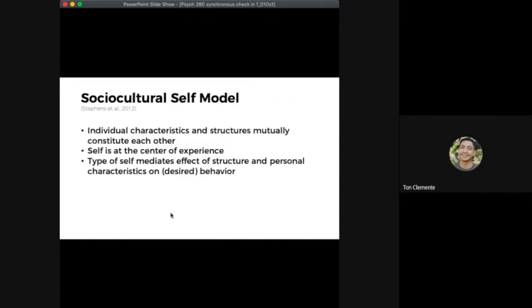So these are the things I just mentioned. Just to reiterate, the idea of bidirectionality is important, meaning you cannot analyze one without the other. That is its implication. Self is the center of experience. So what you look at is how your environment and your personal characteristics shape the kind of self you will have. And later on, because of that, the effect of the environment and your personal characteristics is manifested in your thoughts, feelings, and behaviors. Okay? Sige, I will move on.